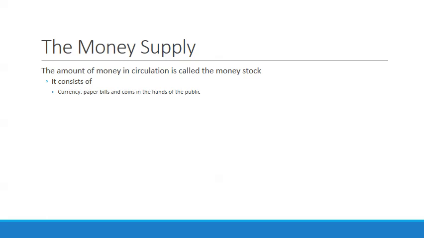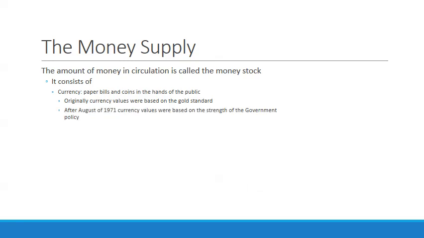So let's look at the money supply. This is the amount of money in circulation. It's called the money stock. It consists of currency, which is the paper bills and coins that are in the hands of the public. The original currency values, we had said, were based on the gold standard. That's no longer the case. After August of '71, currency values were based on the strength of government policy. So that's why we see fluctuations within the price level so much more than we had in the past.